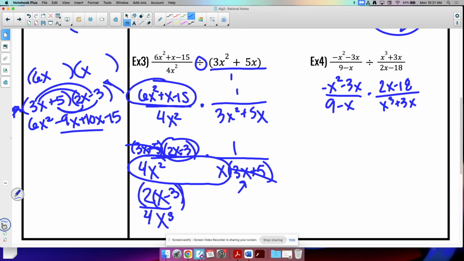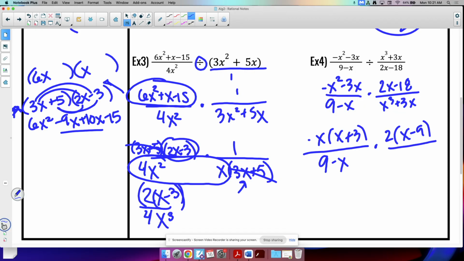Starting in the top left, how would we factor that first? Negative 1x. So take out your GCF of negative 1x, and then we're left with x plus 3. If you have a negative in the front, take it out. Can we do anything with 9 minus x? Nope, so just leave it. Up top, how do you factor 2x minus 18? Take out a 2, and that leaves us with x minus 9. And then on the bottom, what do we do? Yeah, just take out an x, and then we're left with x squared plus 3.